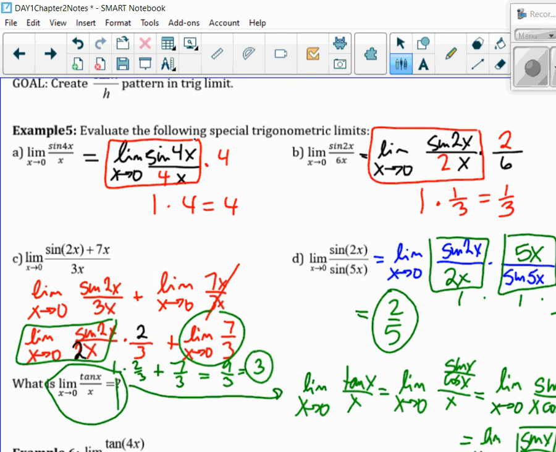You don't have to show this. I'm just saying I've just proved to you that tan x over x works the same as sine x over x. I want you to memorize that if it's the same setup for sine x over x, it works for tan. It doesn't work for cos, but it works for tan.